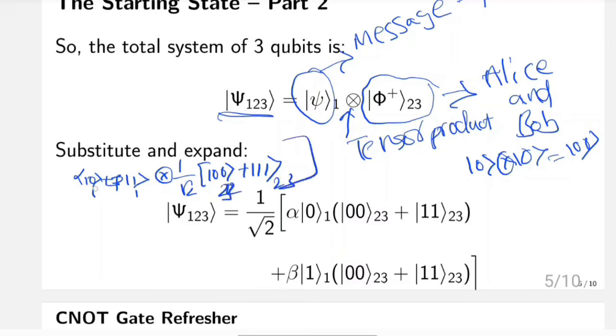If you multiply alpha ket 0 with the whole term, you end up getting this. Alpha ket 0, with 1 by root 2 taken common: alpha ket 0 tensor product with ket 00, and alpha ket 0 tensor product with ket 11. In the same way, do the tensor product for beta ket 1: beta ket 1 with ket 00 on qubits 2 3, and beta ket 1 with ket 11 on qubits 2 3.